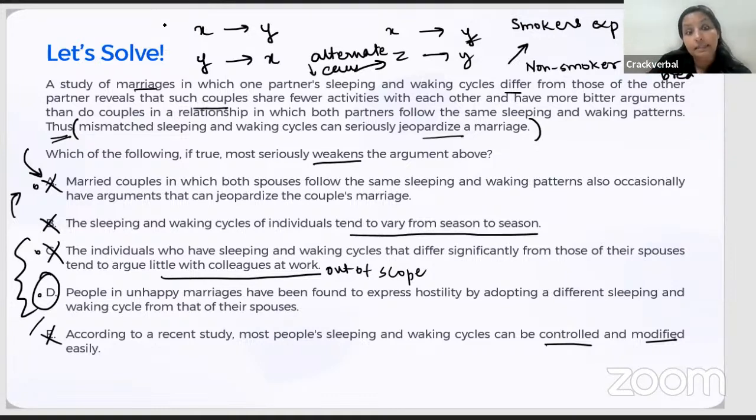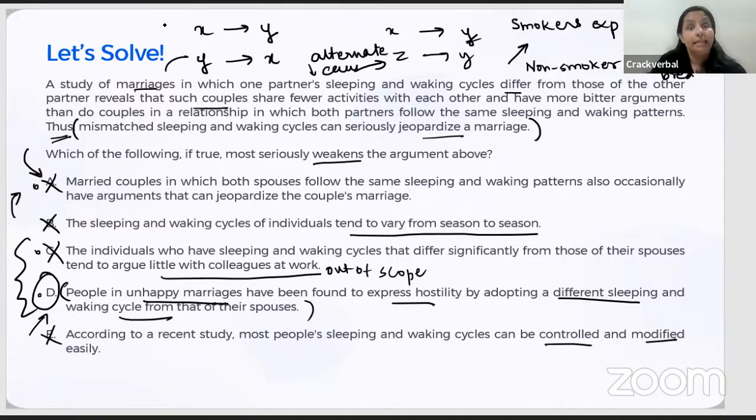That's exactly what D is saying. They're saying, I'm sure, again, this is also very relatable. Now, if you are unhappy already, you and your partner are already having trouble. I'm not going to sleep when you sleep. I'll wake up after you wake. This kind of behavior in unhappy marriages, they express their hostility by deciding to sleep and wake up at different times.